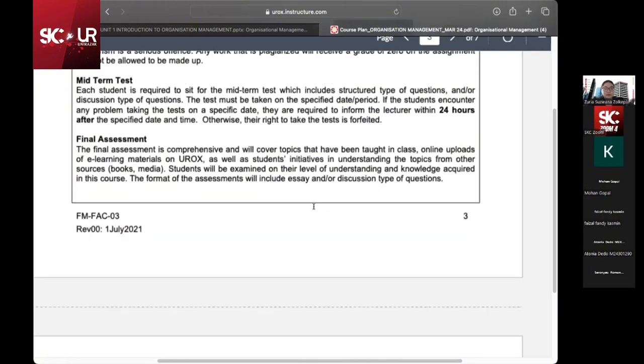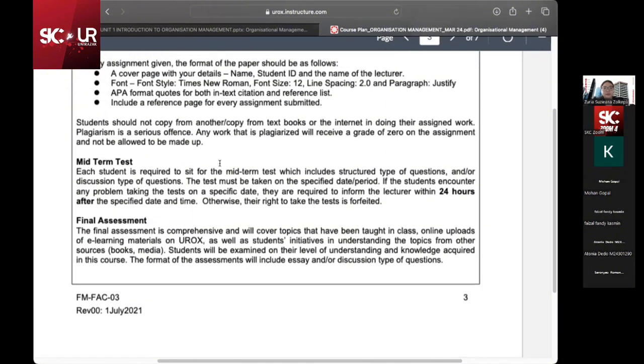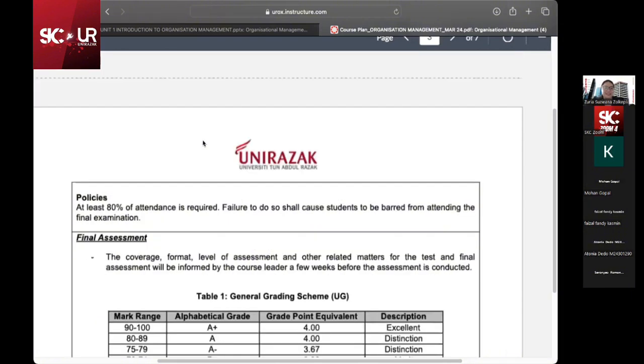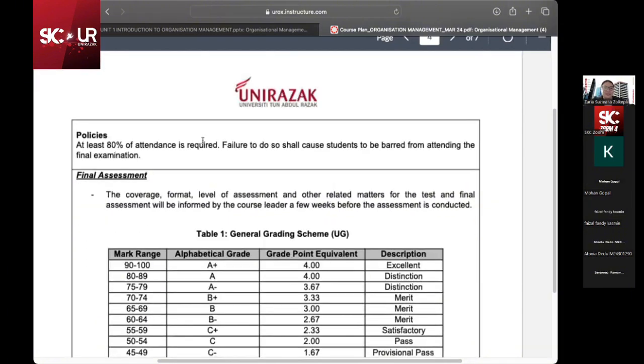One of the things that is important is to make sure that you don't plagiarize any of your assignment, because any work that is plagiarized will receive a grade of 0. Okay, and you are not allowed to make things up. Make sure that you don't plagiarize others' work. And this is a new assessment, so the question will not be the same as your seniors'. I construct a new question every semester.